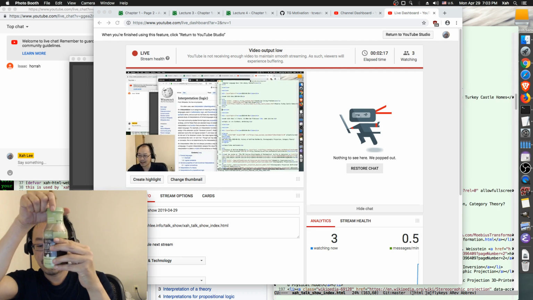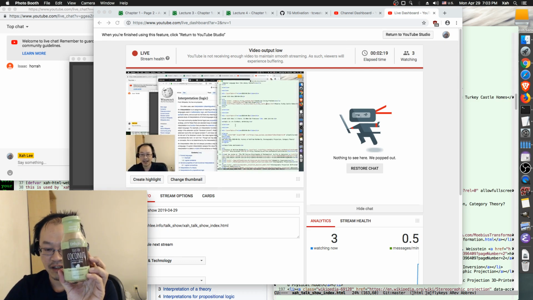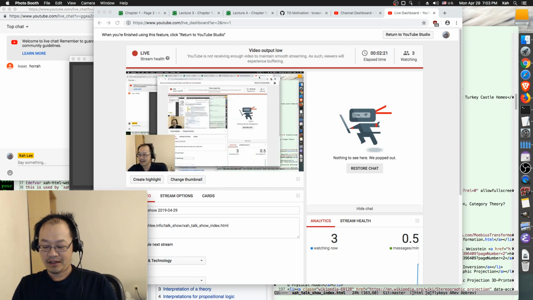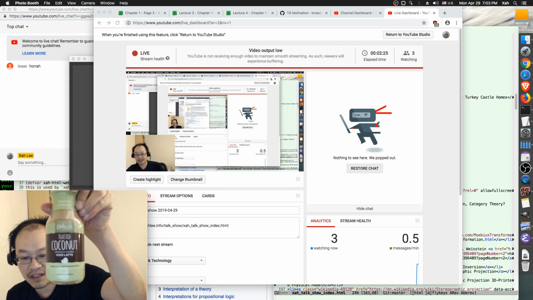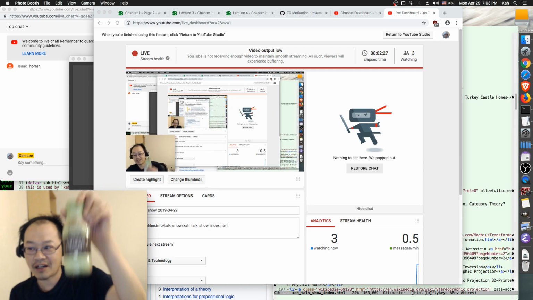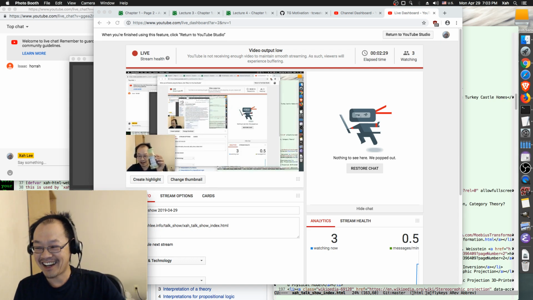And right now I'm going to drink this coffee. This is cheap coffee. It looks like Starbucks. This is $1 in Dollar Tree store.